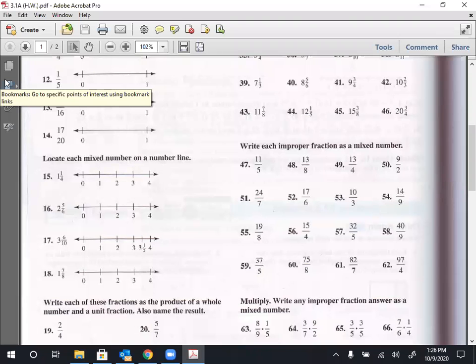Then, can you scroll up so we can see the last group?